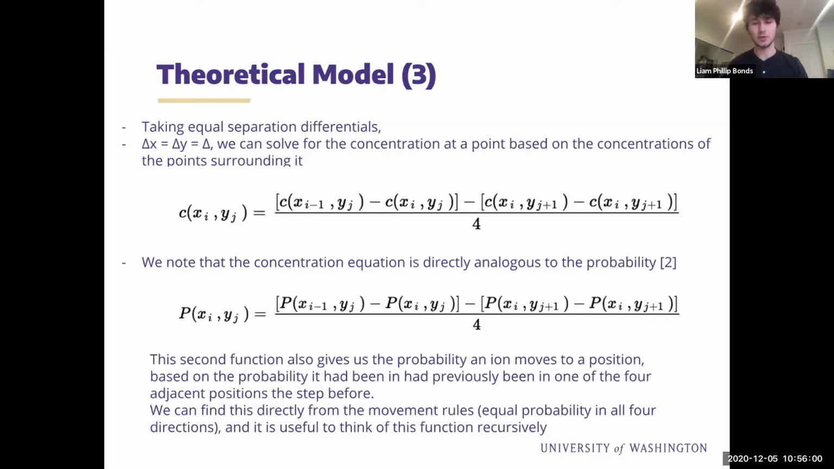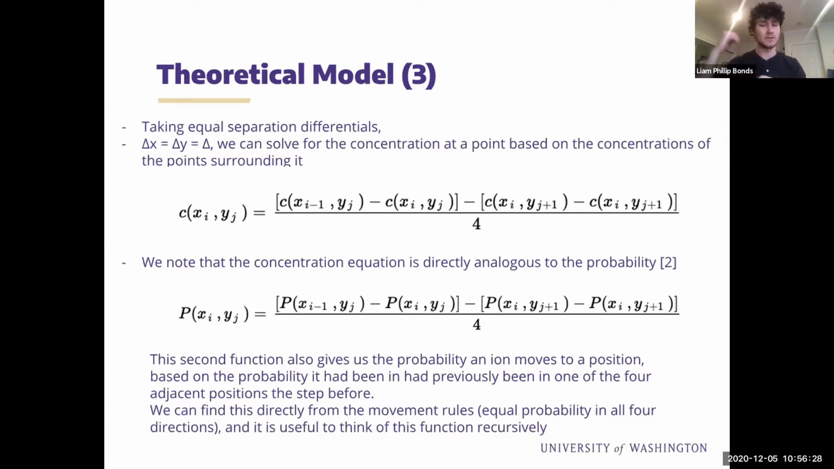And with that, you can really easily program this and have it create a fractal from aggregation. And concentration equations are, in this situation, completely analogous to probability. And so we can also use that as well. Again, it uses almost a recursive relation to model the probability of it being in a position based off of the 4 adjacent positions around it.